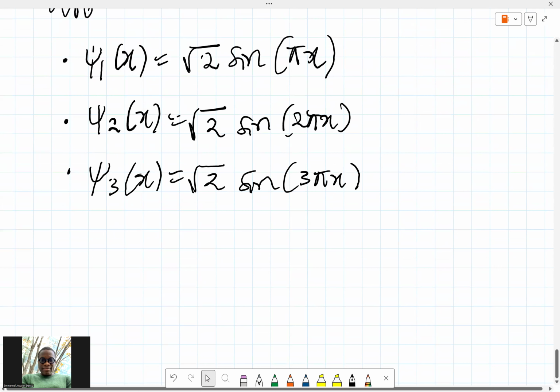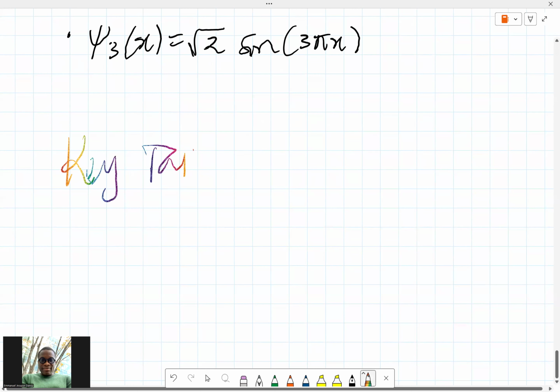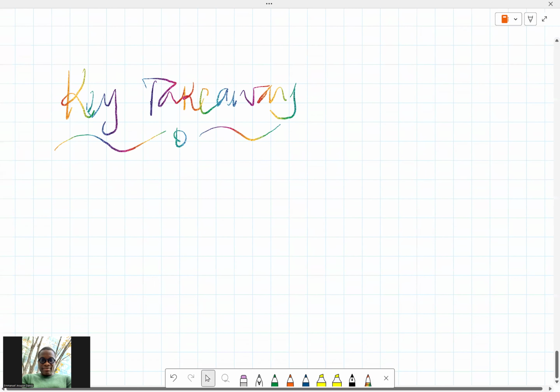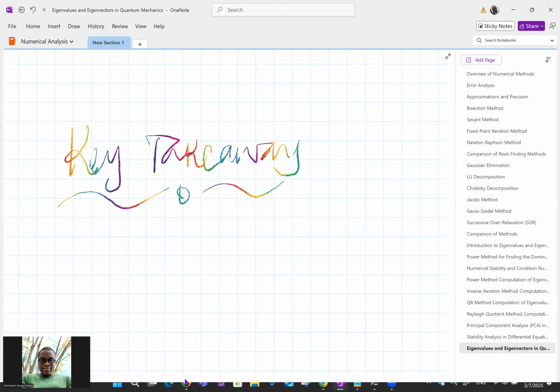So key takeaway: the eigenvalues of the Hamiltonian operator represent the possible energy levels of the quantum system, which are quantized. And then the eigenfunctions correspond to the stationary states of the system. Then in a one-dimensional box of 1 nanometer, an electron's lowest energy... Okay, I think it's important to write this. Key takeaways. Of course, I'm still going to show the Python code. Let me go for the Python code, sorry.